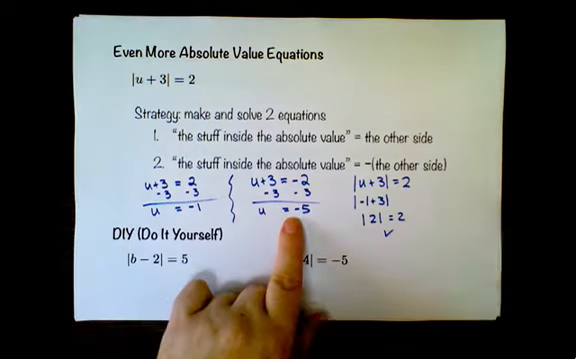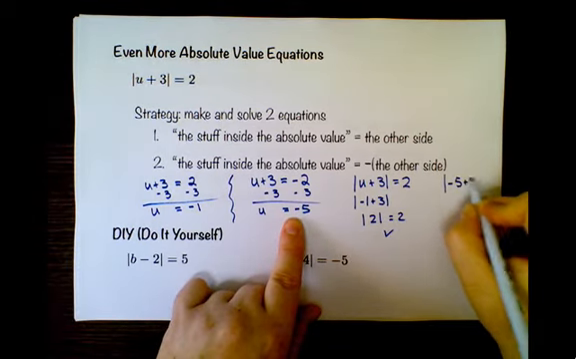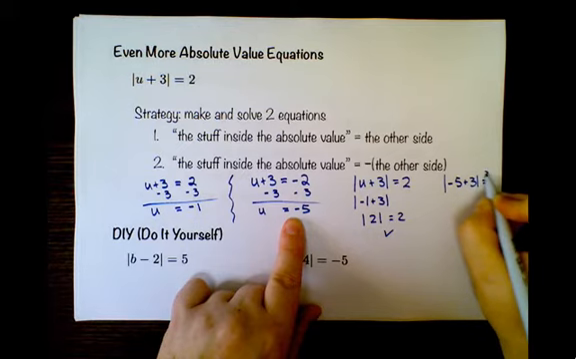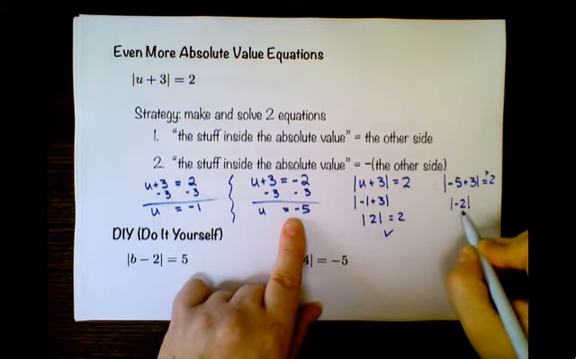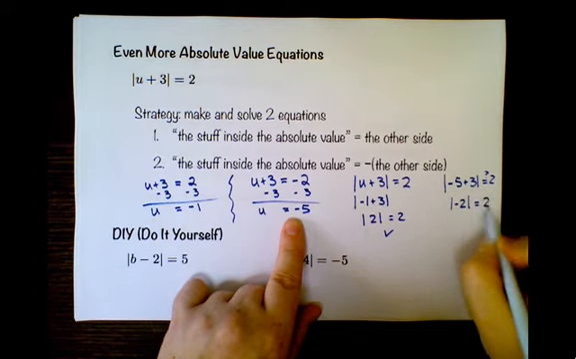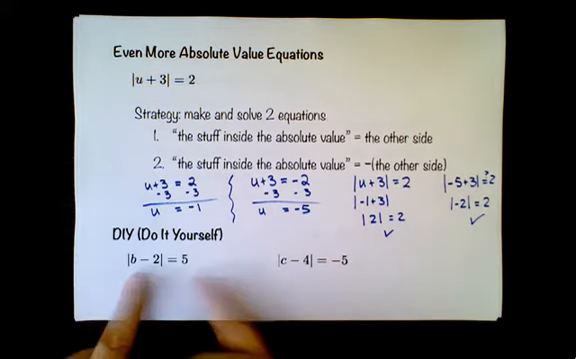Great, let's test this one. The absolute value of negative 5 plus 3 should equal 2. So let's see, negative 5 plus 3 is negative 2. And the absolute value of negative 2 is 2. Cool, cool. I've got 2 for you to do now.